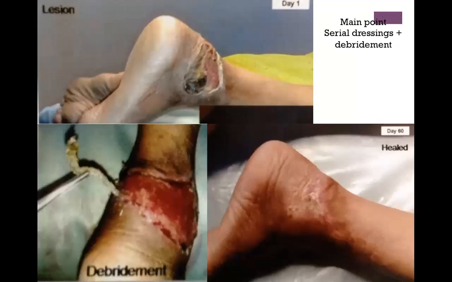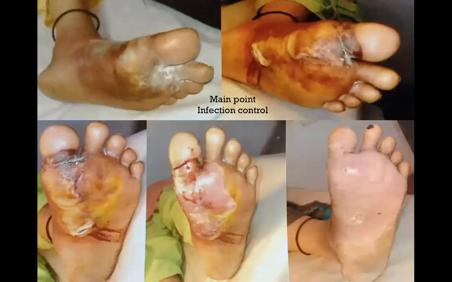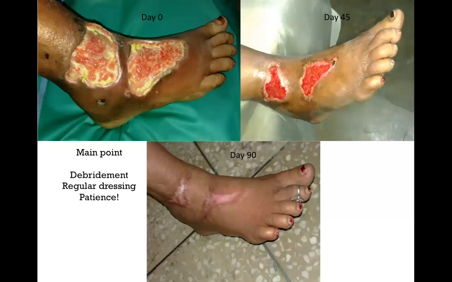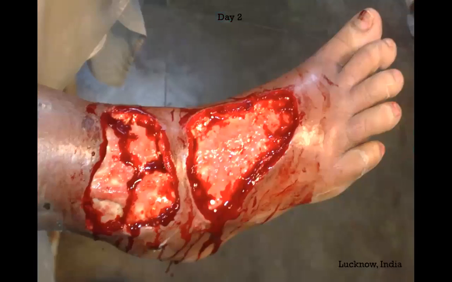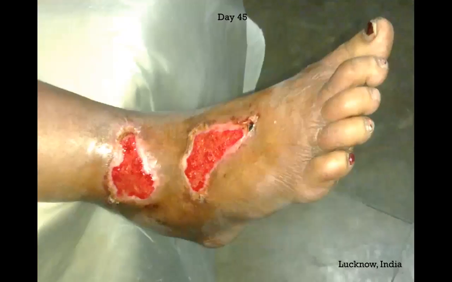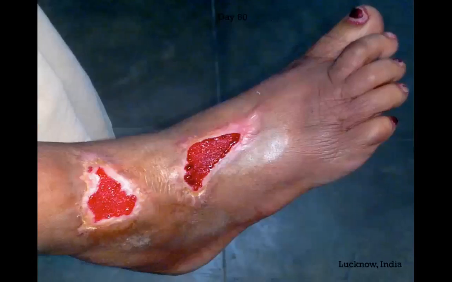Serial dressings were done, serial debridements were done in this particular case, and the wound bed was cleaned, the margins were cleaned, and in due course the lesion healed. Infection control played a major role in this case, and in due course the lesion healed. In this case, the main points were debridement, regular dressings, and patience. So as one can notice, surgical debridement was done, the wound bed was cleaned, and in due course the lesion healed completely.